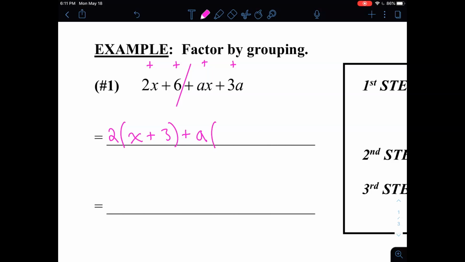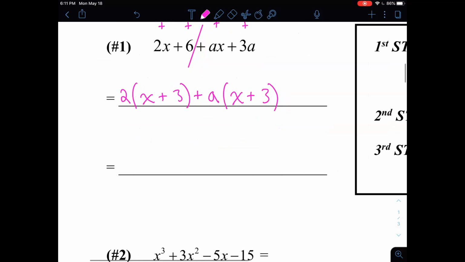So if we divide them both by a, what is ax divided by a going to be? Well, the a's are going to cancel. We're going to be left with x. And what is 3a divided by a going to be? That's going to be 3. Okay. If you are factoring by grouping correctly, you should have the same expressions right here. We both have x plus 3, which means we're doing it correctly.